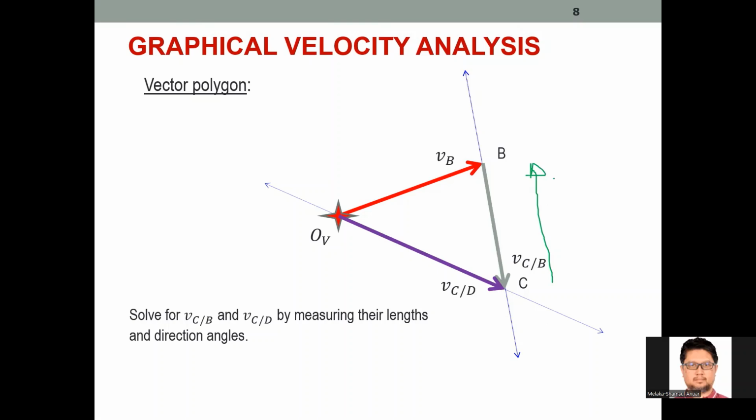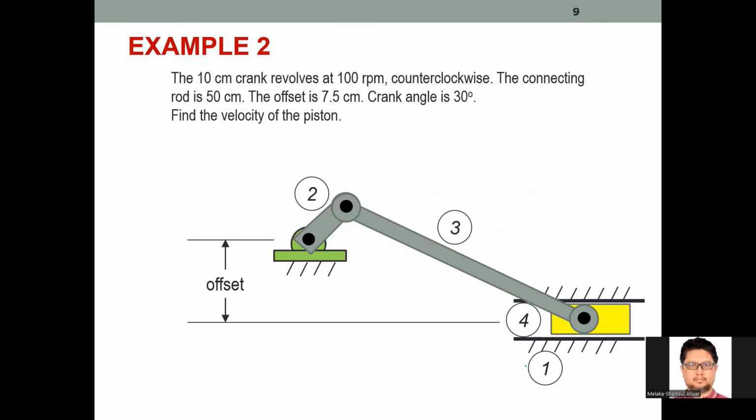Okay, but this one will be VB/C. Same magnitude, same length. So you got to be able to measure this length, and the direction is just opposite. It must be following this line of action. Okay, that's what we just finished: the analysis of velocity for the 4-bar mechanism.